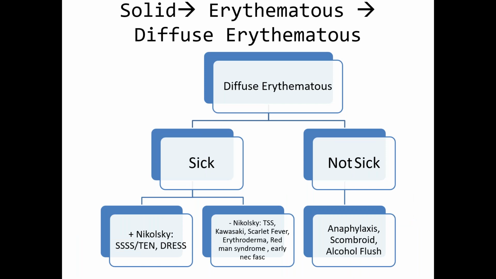Again, if it is a diffuse erythema among the sick, then look for the Nikolsky sign. If it is positive, it could be staphylococcal scalded skin syndrome, toxic epidermal necrolysis, or DRESS. If it is negative, then TSS, Kawasaki disease, scarlet fever, erythroderma, Reiter syndrome, or early necrotizing fasciitis. Not sick, it could be anaphylaxis, scombroid, or alcohol flush. These are the possibilities.